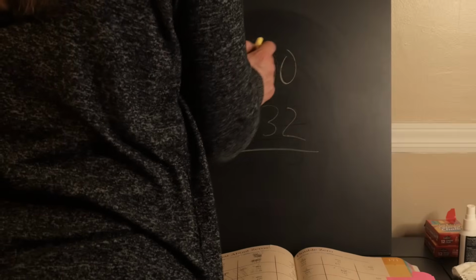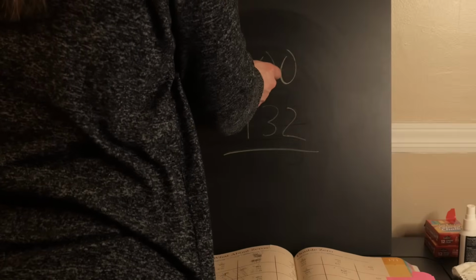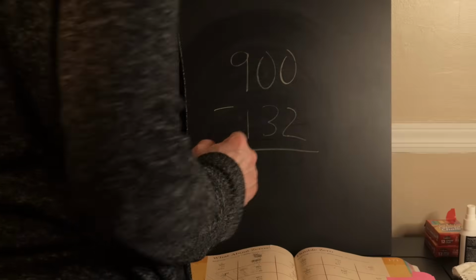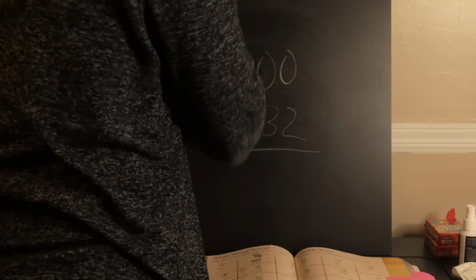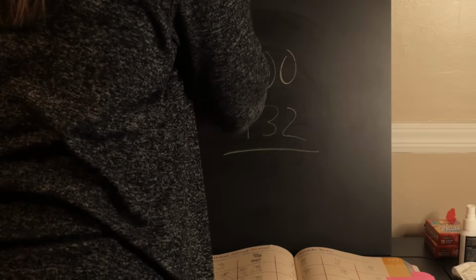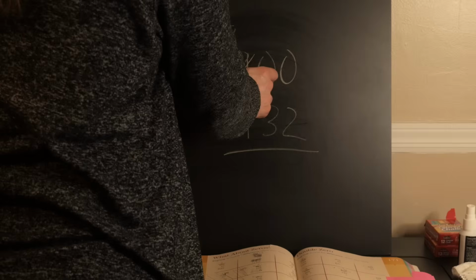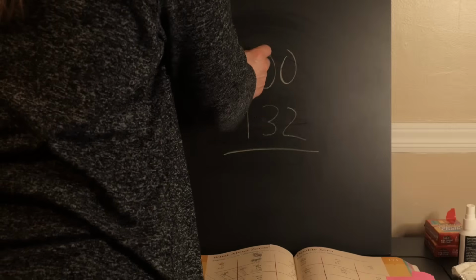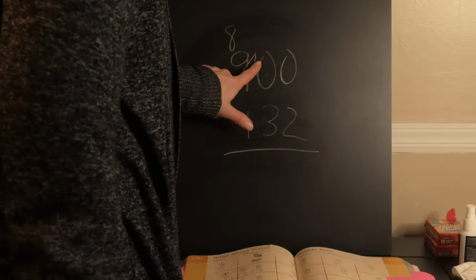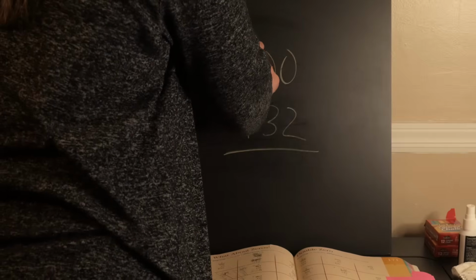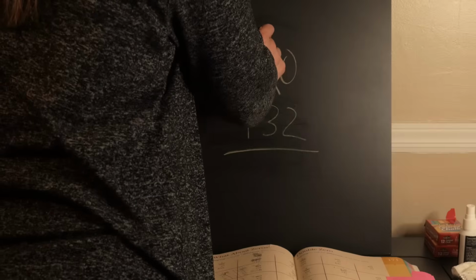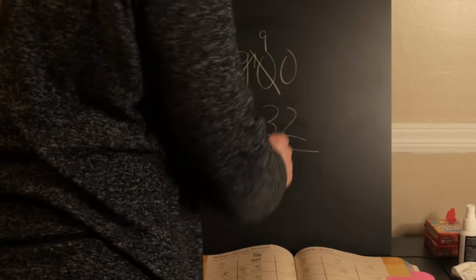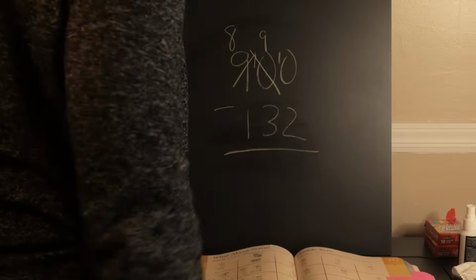That's right. From here we need to borrow, and we can't borrow from there, so that's right. And the 0 here becomes a good 10, and we borrow from the 10, becomes a 9, and that becomes a 10.